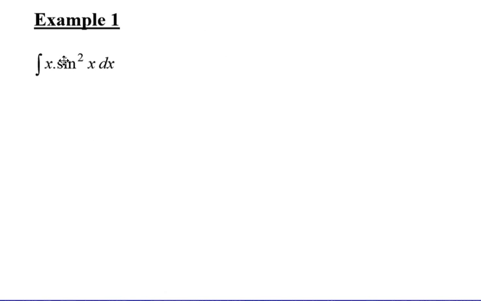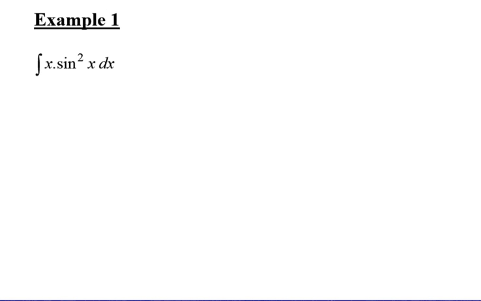This first example, we're required to integrate x times sine squared x. First try and see, can I do it by inspection or by substitution? The problem is I've got a composite function, but I don't have the derivative of that inner function. So what we actually have are two seemingly unrelated functions, x and sine squared x.